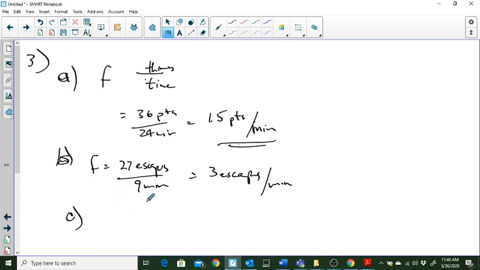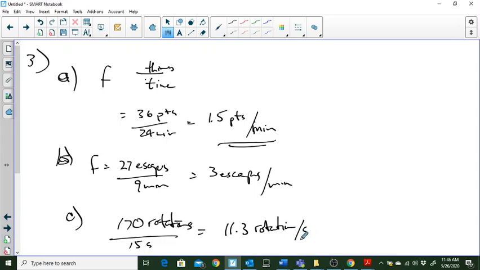All right, a fan turns 170 times in 15 seconds. So we have 170 rotations in 15 seconds. Do the math, and we get 11.3 turns or rotations per second.